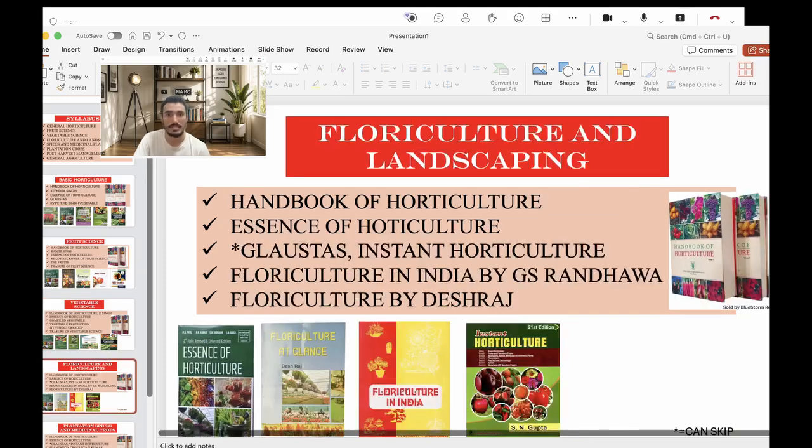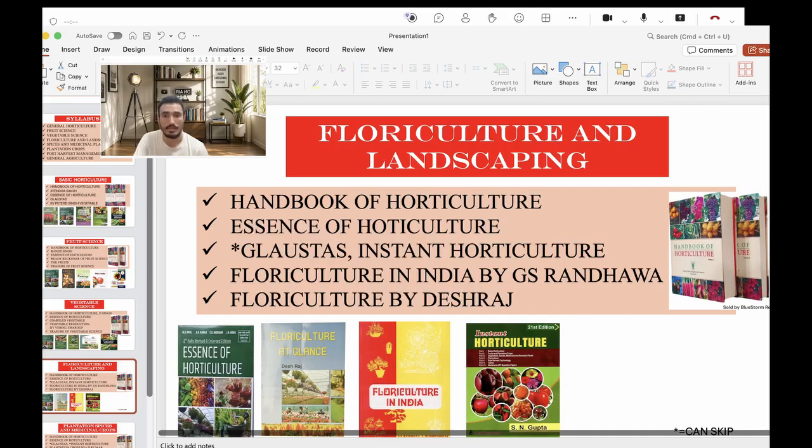Next we have floriculture and landscaping. This is a tedious and more complex division of horticulture, because you have to remember thousands of scientific names, thousands of details of different shrubs, trees, climbers, indoor and outdoor plants. So you will find it very difficult while studying this section.